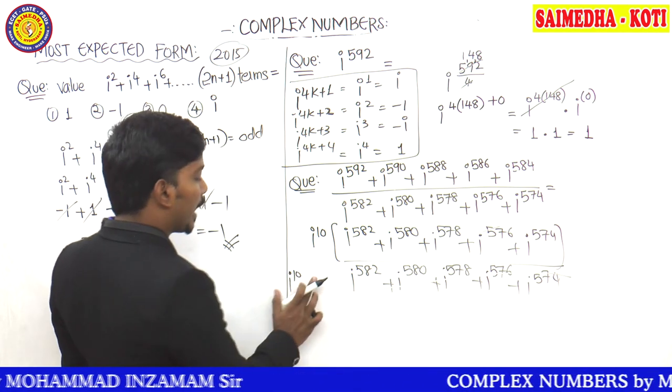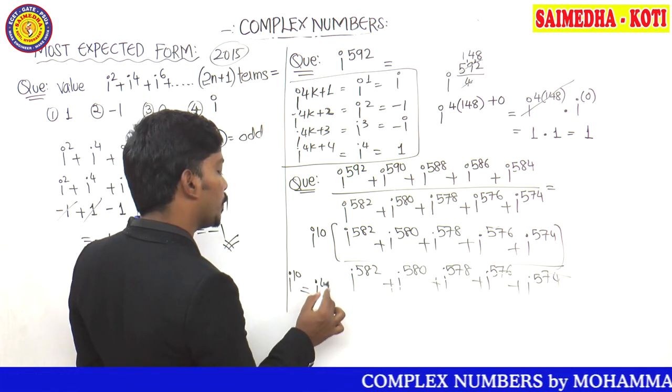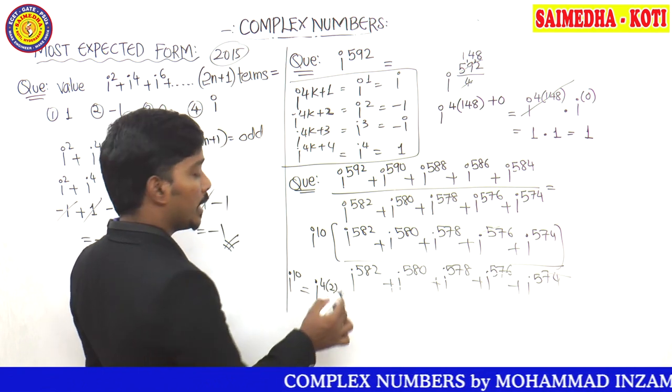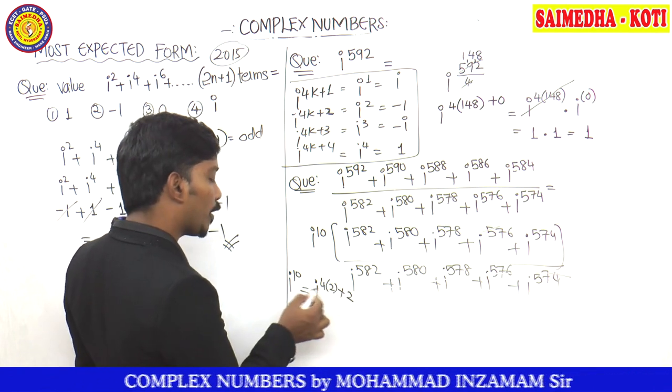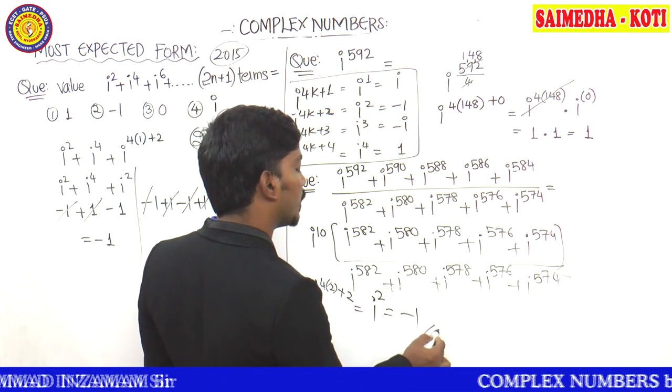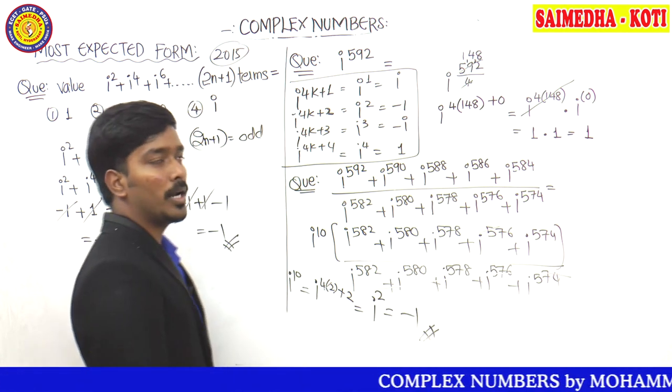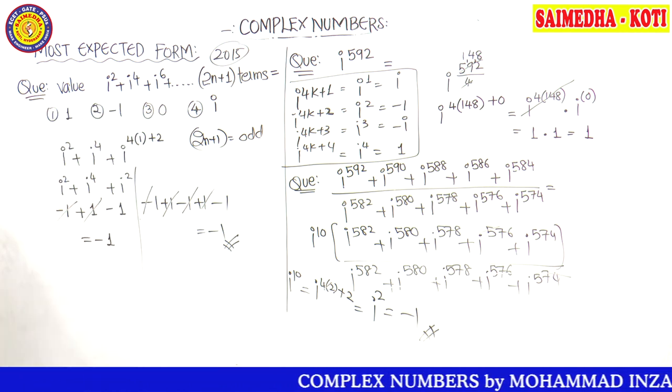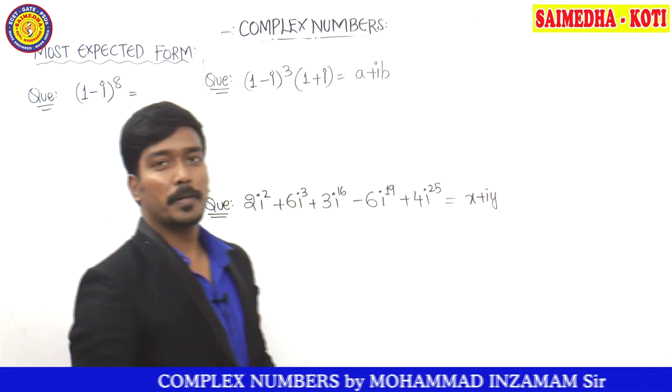Guys, how can we write the i to the power of 10 value? Shall I write i to the power of 4 2s are 8, 8 plus 2 now. So it is i to the power of 4k plus 2. 4k is eliminated. You need to write only i square. i square is what? Minus 1. So this is going to be your answer, guys. Pause the video to note it down. Let's continue the most expected form, guys.